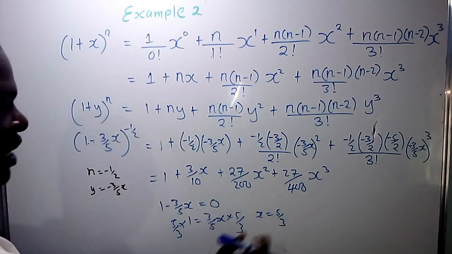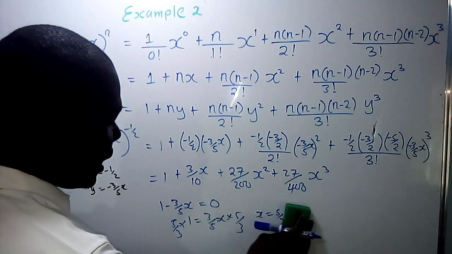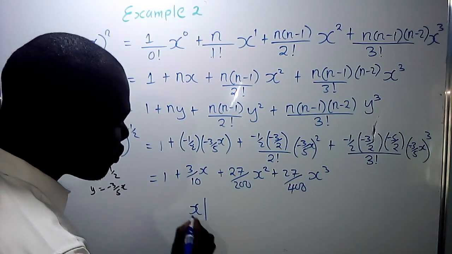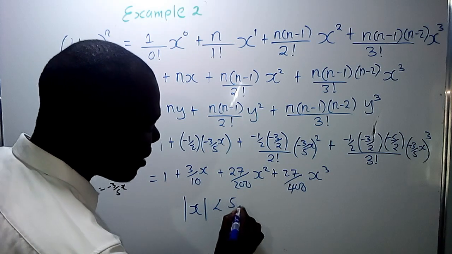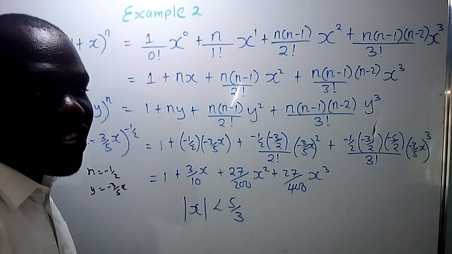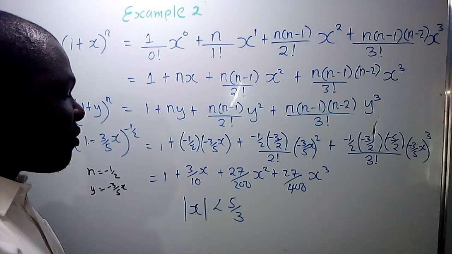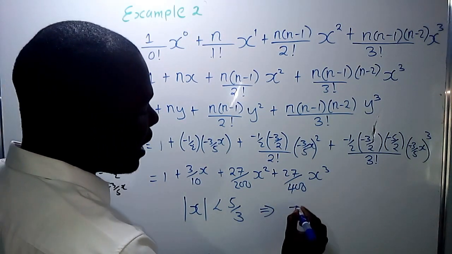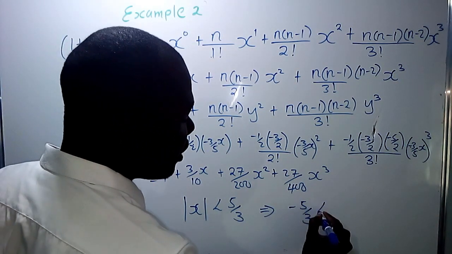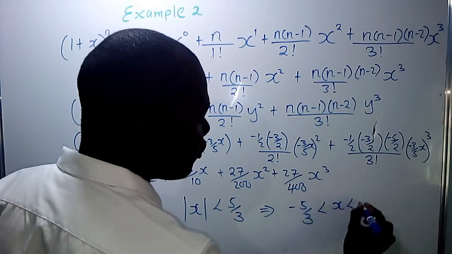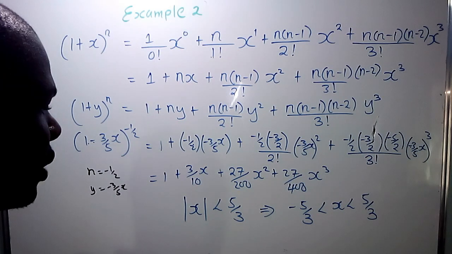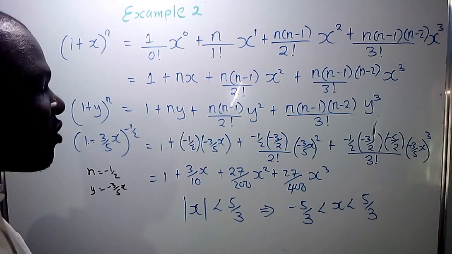So once you've determined x is equals to 5 over 3, this is now how you state the validity. You simply say the absolute value of x is less than 5 over 3, meaning you first need to determine that value of x. So if the absolute value of x is less than 5 over 3, then it implies x is between the range negative 5 over 3 to 5 over 3. So that is how we state the validity of a function.